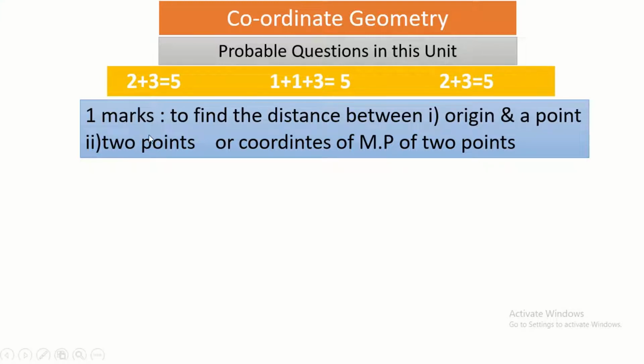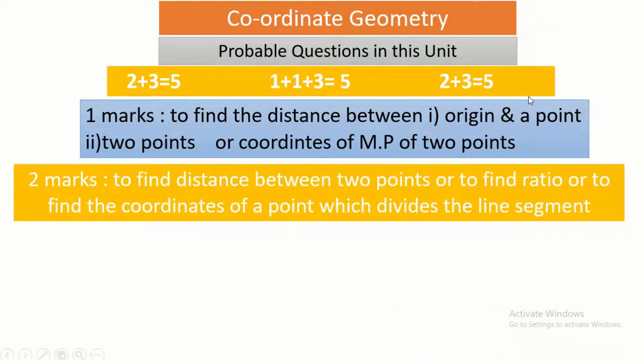And observe, a 1 mark question may be like this: to find the distance between the origin and a point, where one point is given. Or in the second type, 2 points or 2 coordinates are given, to find the distance between the 2 points, or to find the coordinates of the midpoint of the 2 points. So in this type, 1 mark questions may appear in coordinate geometry.